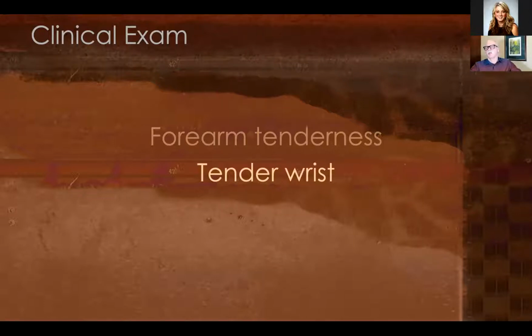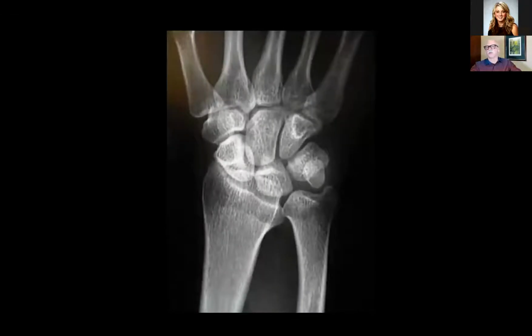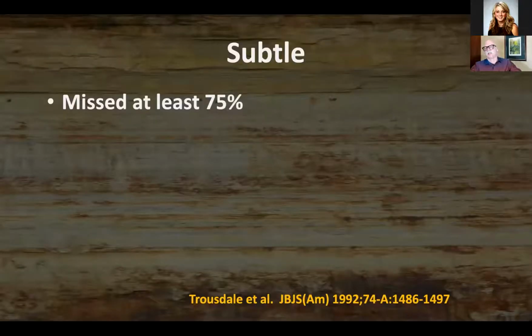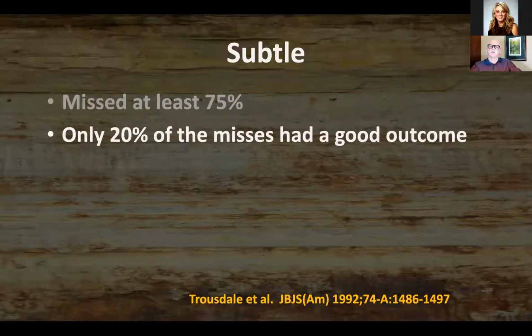So you have this unusual combination of a radial head fracture and tenderness all the way up the forearm into the wrist. Here, when you look at the wrist, here's another patient with it, and notice how the radius was shortened and these two don't match anymore. So sort of subtle, but the giveaway is in the physical exam associated with a radial head fracture. Well, things get a little uglier. 75% of these are missed at the first visit, and only 20% of the misses have a good outcome.